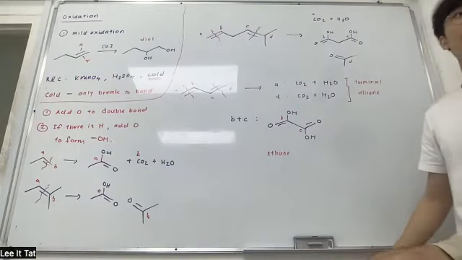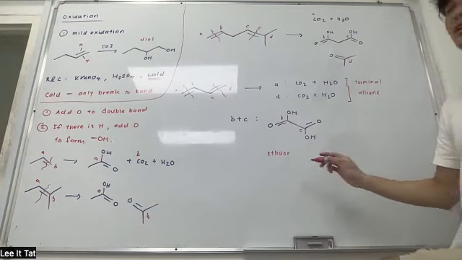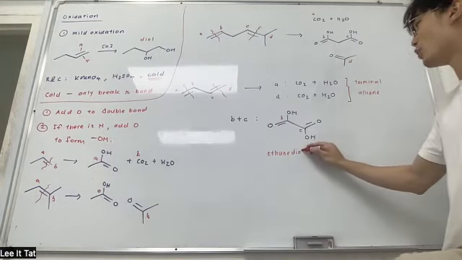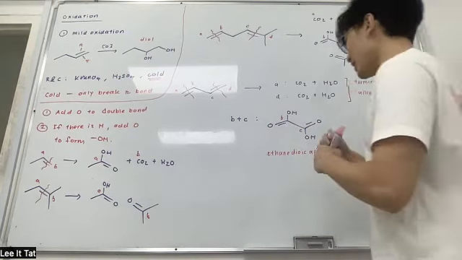Because, I'm not done with the name. Ethane because there are two carbons, right? And then dioic acid. What's dioic acid? What does that mean? Okay, segregate the name like this.